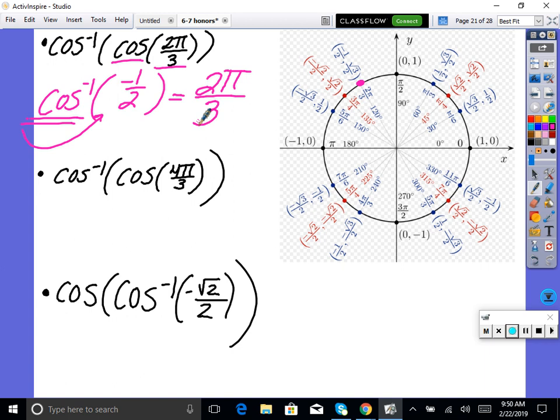Yeah, inverses undo each other, don't they? So these undo each other. So we got 2 pi thirds. Now don't be the person on the test that says, so this is 4 pi thirds. So this is root 2 over 2. Not necessarily. Not necessarily. And let me show you why. It'll make sense once I show you why.